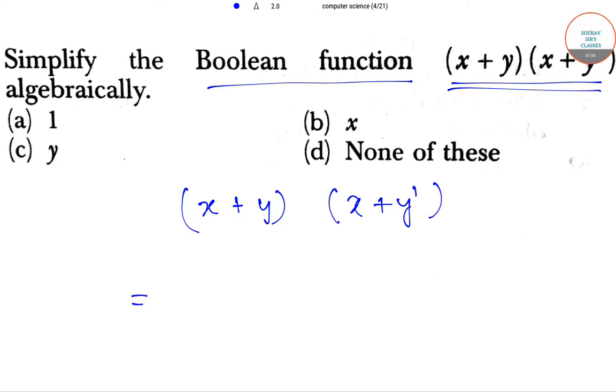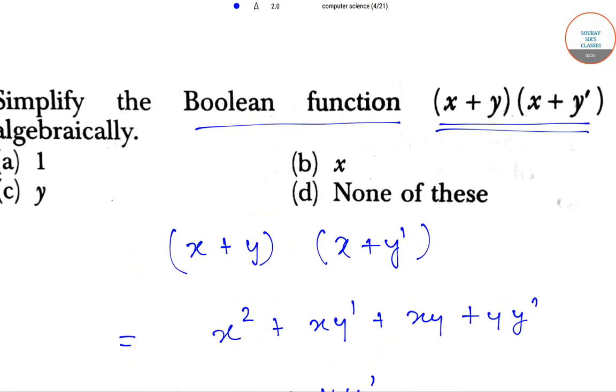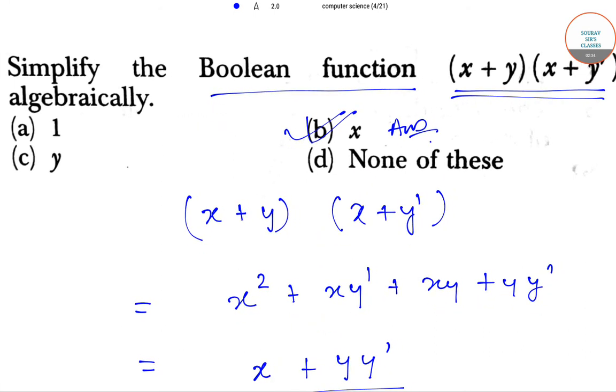So in the next step we can also write it as x square plus xy dash plus xy plus yy dash. And again from this step we can also write it as x plus y into y dash. So from here this will be only x. So our answer will be option B again, that is x. Okay, so now let's move to the third question here.